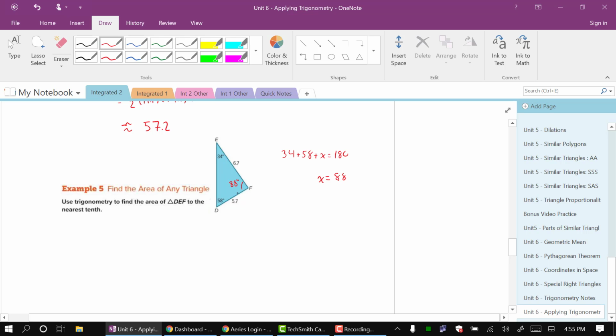Again, I want the included angle between the two sides that I have. So then my area equals 1/2 D times E times sine F. Plug in, gives me 1/2. D is going to be 6.7. E is going to be 5.7. And then sine 88. Type all that in my calculator, and I get 19.1.